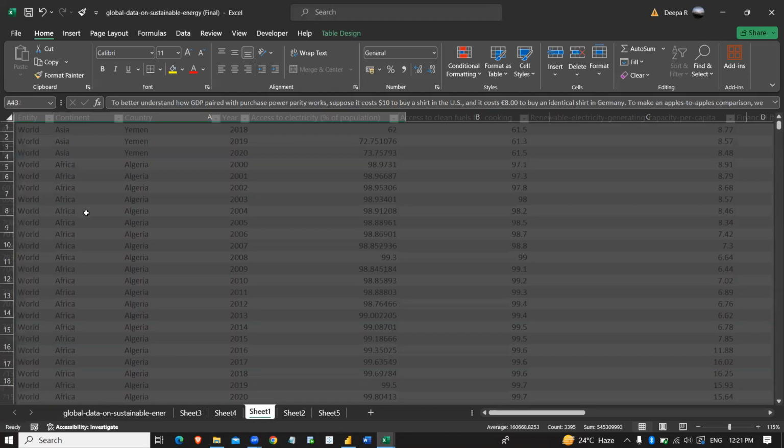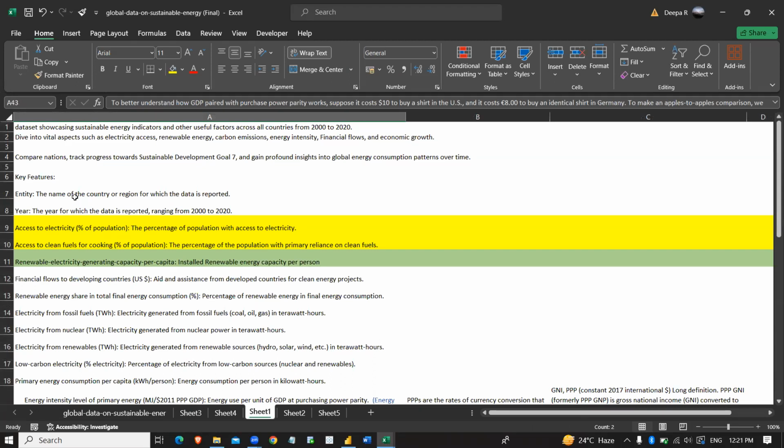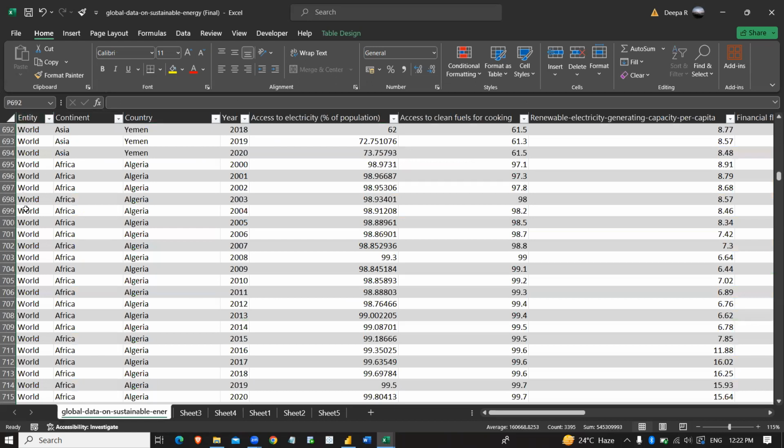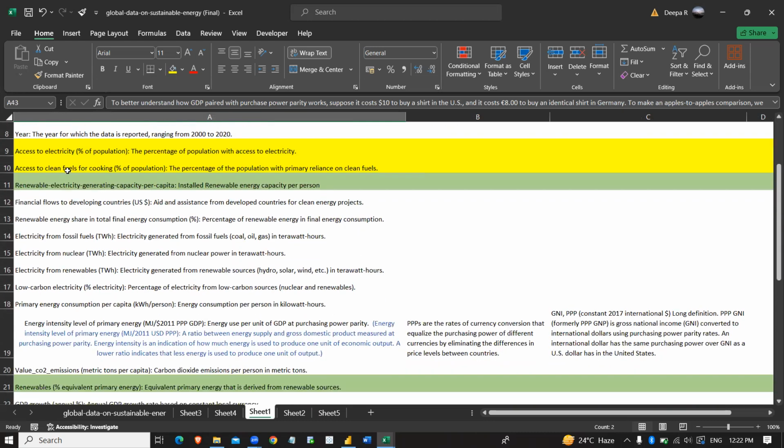You can see here my dataset actually contained only the country column, and the name of that column was entity, but I have changed the entity column into the world data, the value, and then I've introduced the continent also. And then I have taken this particular column, which was earlier the country. Okay, and then the remaining fields. So this data contains the data from 2000 to 2020, that is 20 years of data.